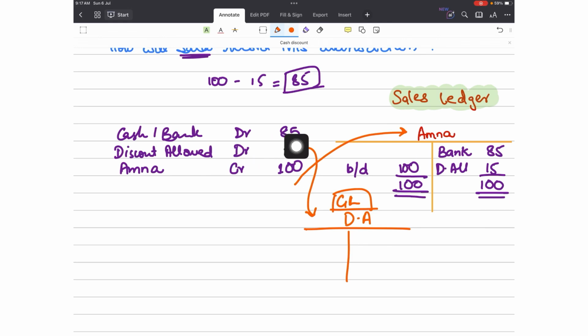We know that we don't transfer cash or bank in any ledger because the cash book in itself acts as both a ledger as well as a day book. So discount allowed will then be transferred to the general ledger, and Amna's account will be credited in her own account in the sales ledger.